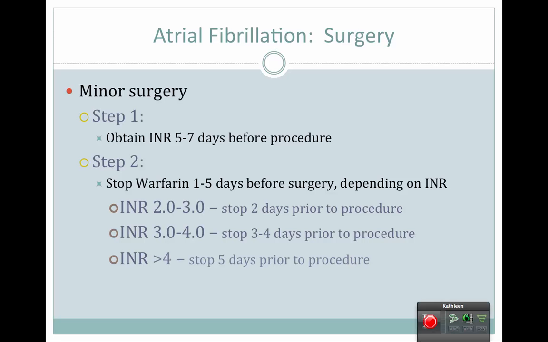Minor surgery, if patients have atrial fibrillation, step 1 is you want to obtain an INR 5 days before the procedure. Step 2, you want to stop the warfarin 1 to 5 days before surgery, depending on the INR. An INR of 2 to 3, stop 2 days prior to surgery. An INR of 3 to 4, stop 3 to 4 days prior to surgery. An INR greater than 4, stop 5 days prior to surgery.